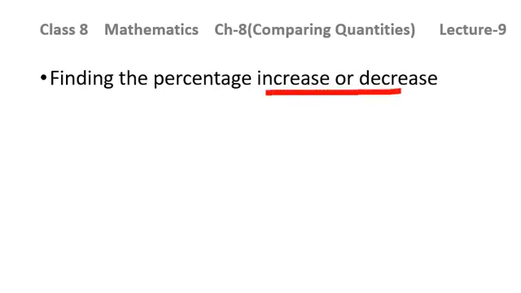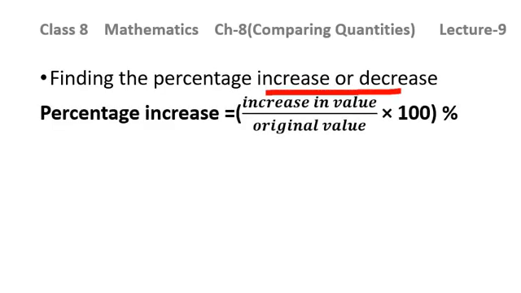Now, if I need to find the percentage increase or decrease, this is a very important concept, and it has a very simple formula. Percentage increase will be given by increase in value over original value into 100%. First of all, you need to find out the increase in the value. Then in the denominator, you need to take the original value, and into 100%. That will give you the percentage increase.